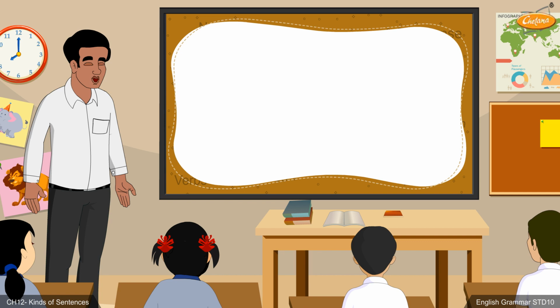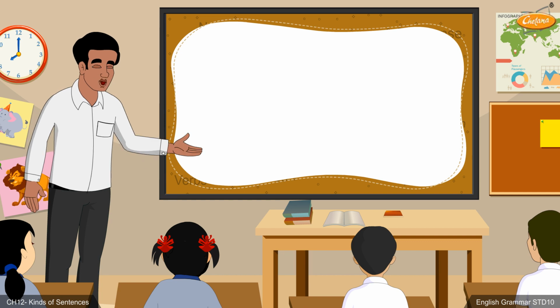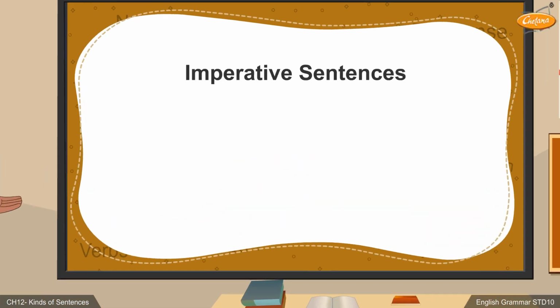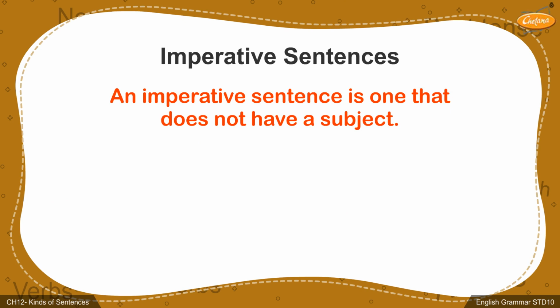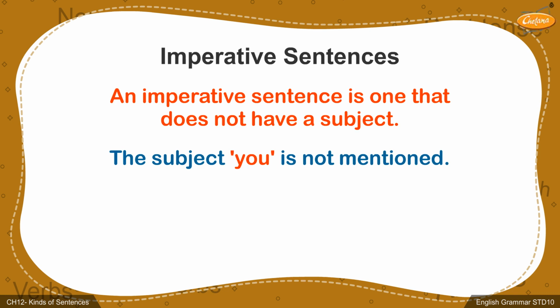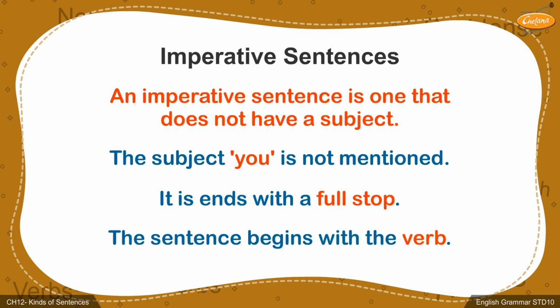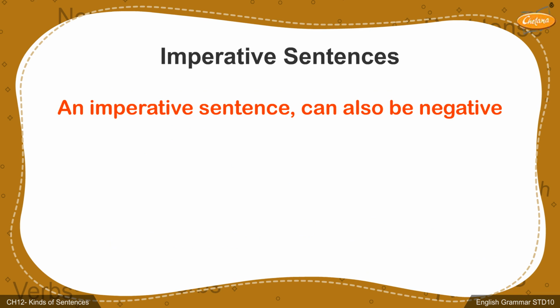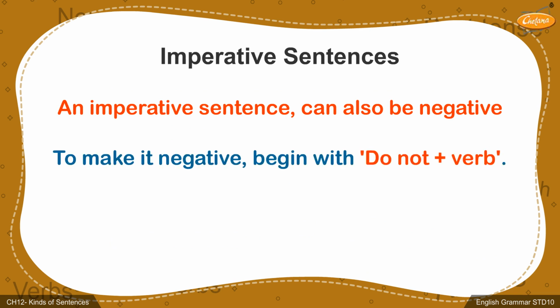Students, now we will move to the next kind of sentence, which is an imperative sentence. An imperative sentence is one that does not have a subject. It is always in the second person, but the word "you" is omitted. It also ends with a full stop. This means that the sentence begins with the verb. An imperative sentence can also be negative. To do this, the words "do not" are added before the main verb.